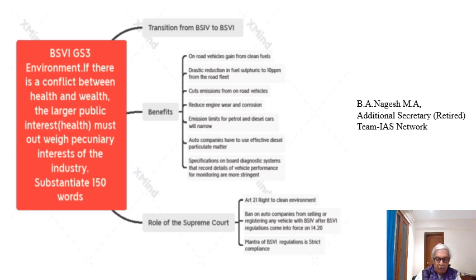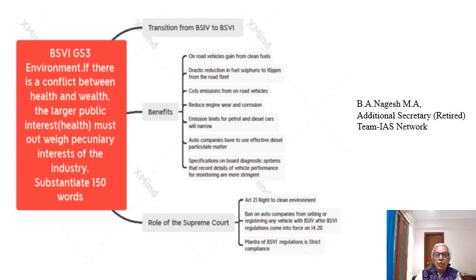The first one, increasing pollution. Second, environmental concerns. Third, India's commitment to reverse global climatic change. These are the three things you must emphasize in the introduction of your answer, because you should show that you are aware of the transition from BS4 to BS6 and why this transition. The second part of the answer would be, what are the benefits of having this transition.